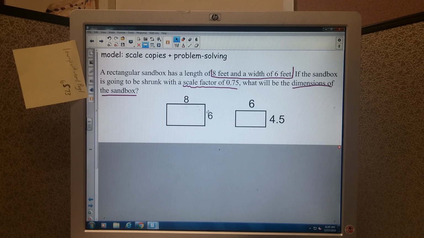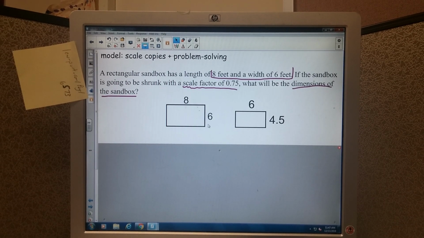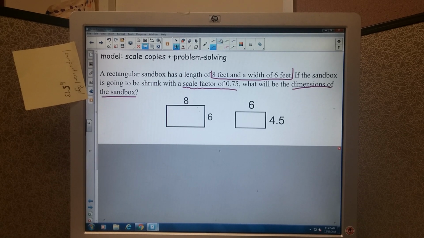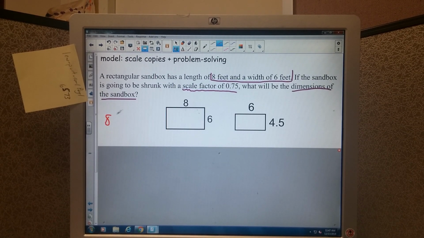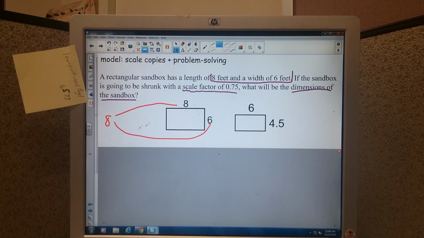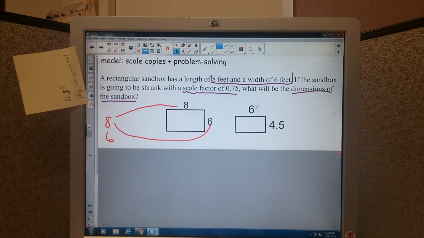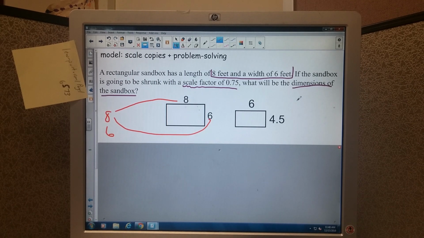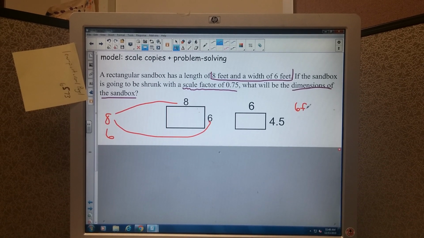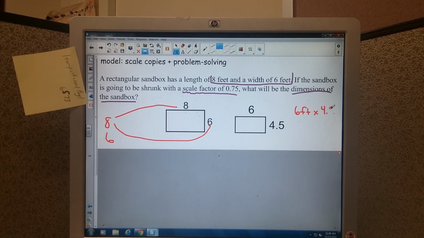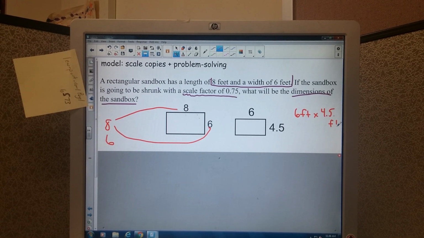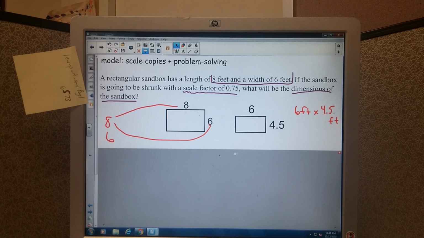When I take my width, which is 6, and multiply it by 0.75, it gives me 4.5. So my new dimensions of this, it started as an 8 foot by 6 foot, and it became a 6 by 4.5. So my new dimensions will be 6 feet by 4.5 feet. That is my length and width of my new rectangle.